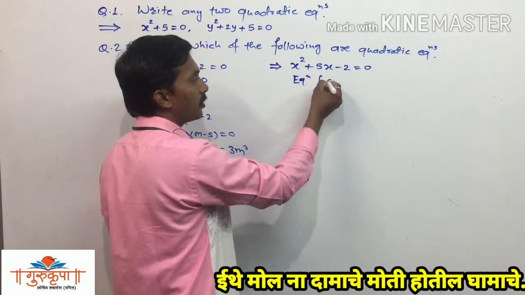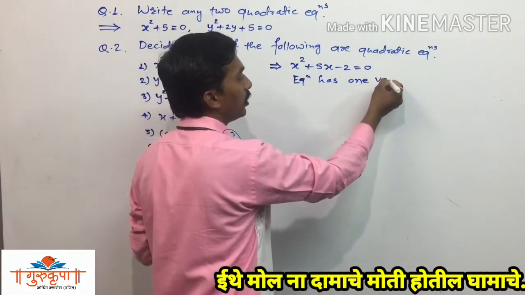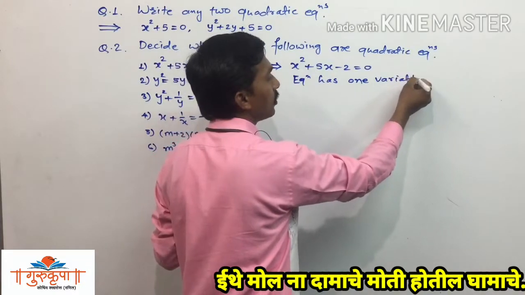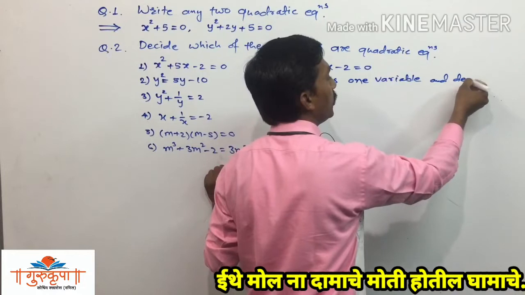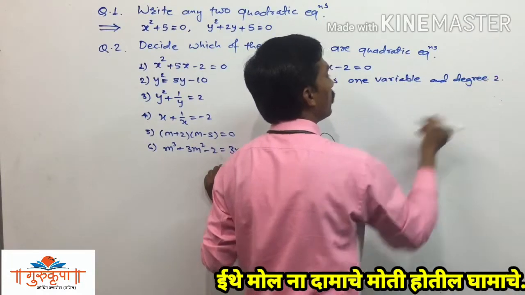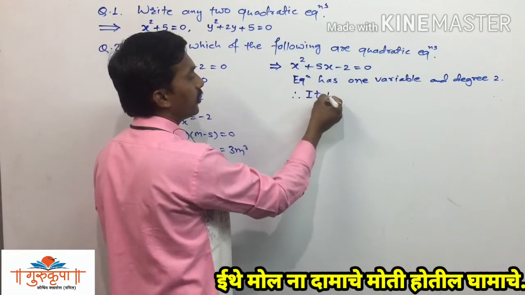The given equation has one variable and degree 2, therefore it is a quadratic equation.